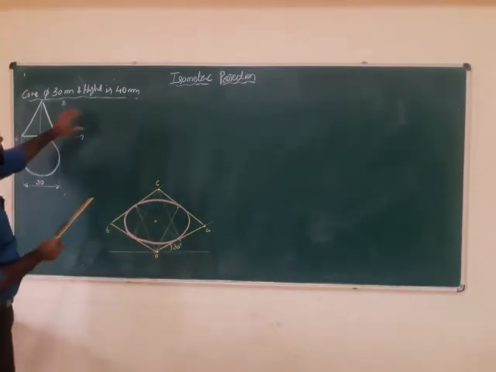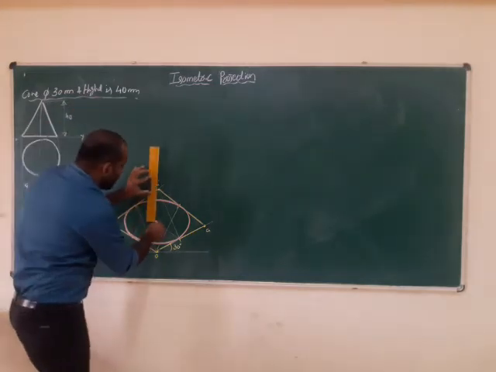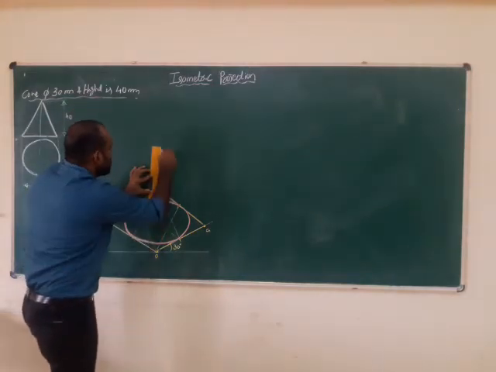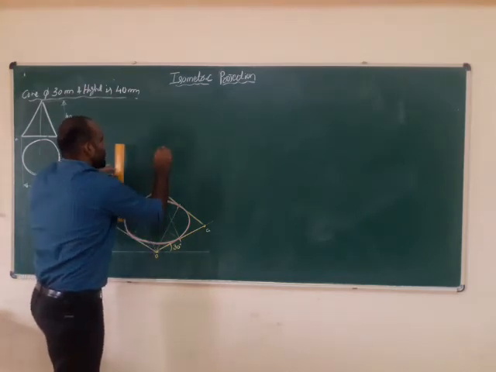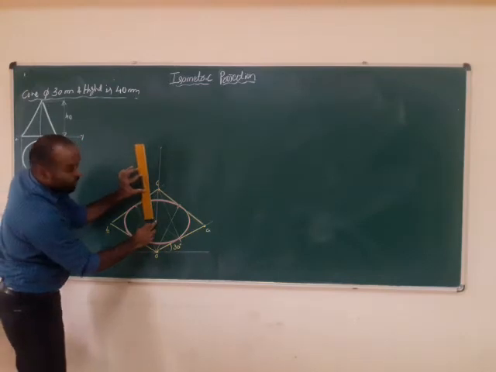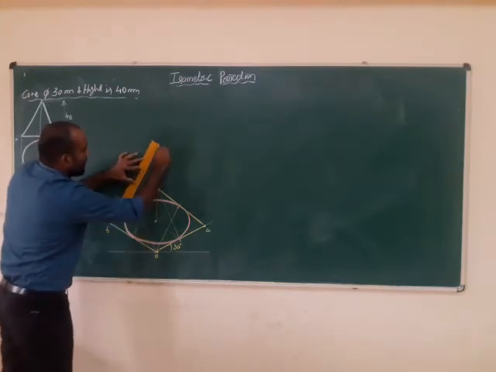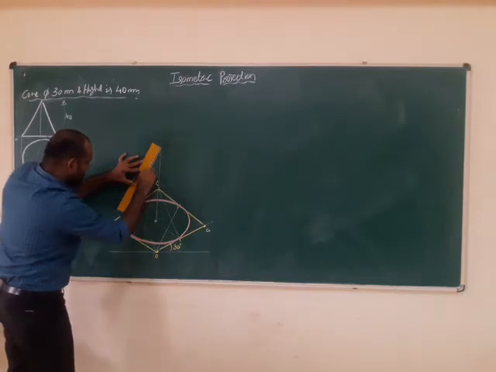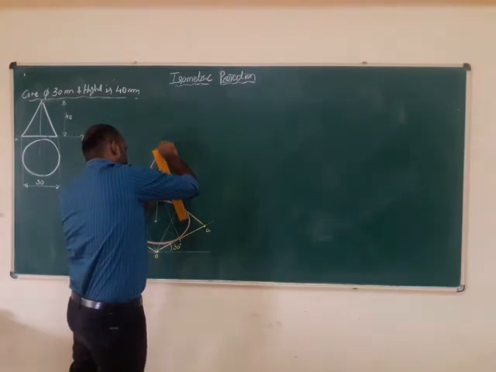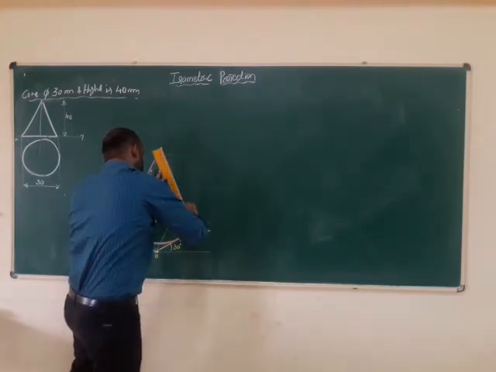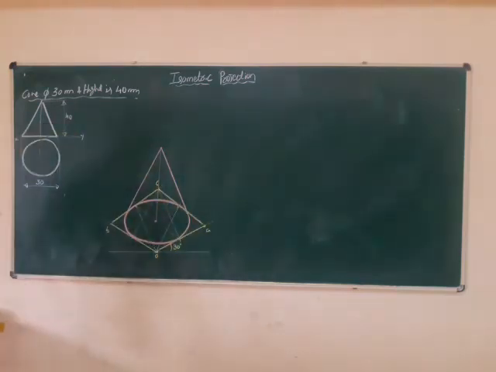The height is given as 40 mm. You have to measure 40 from the center. The height is measured from the center. After that, you have to join to the ellipse surface. Then you will get the cone. This is called the isometric cone. This is called the orthogonal cone.